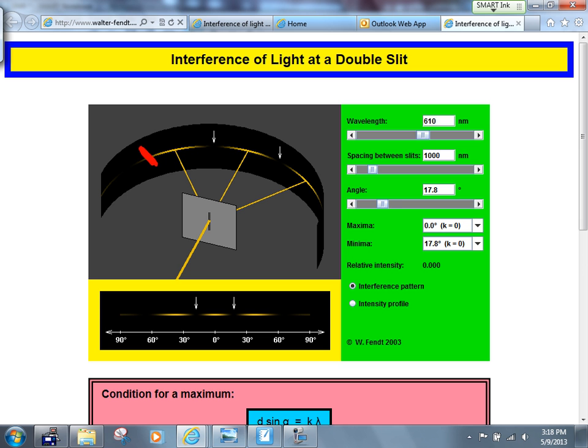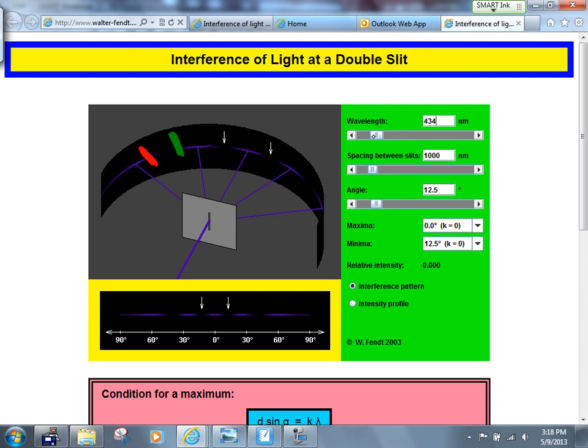Actually, let's go to green light, because I don't have a yellow marker. When we have green light, then we get a bright spot formed right there. Let's shift it all the way down to blue and violet light. Then we get a bright spot formed right here.